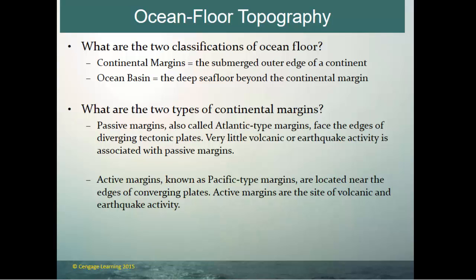So what are the two types of continental margins? What makes up the margin? There are passive margins, called Atlantic type margins, and they face the edges of diverging tectonic plates. The Atlantic coastlines of North America and South America look toward a diverging tectonic plate. There is no convergence going on between the Atlantic and North America. Very little volcanic or earthquake activity is associated with passive margins. And then active margins, known as Pacific type margins, are located near the edges of converging plates. Active margins are the sites of lots and lots of volcanic and earthquake activity.